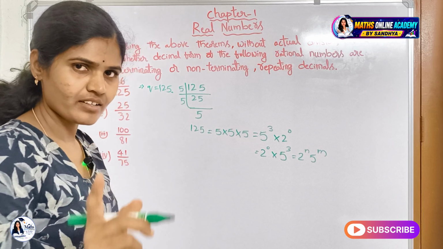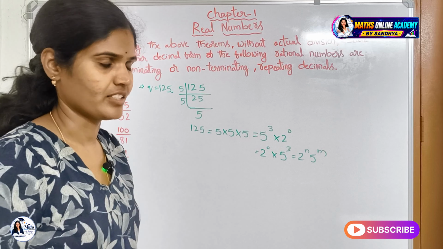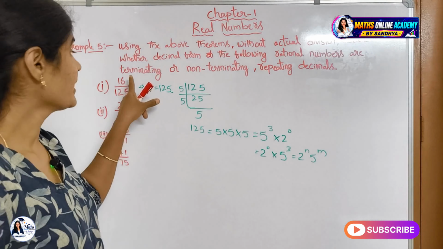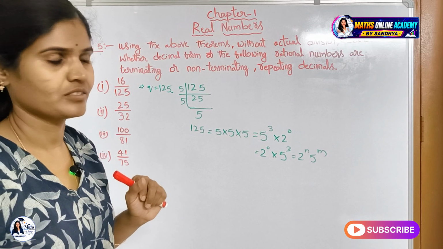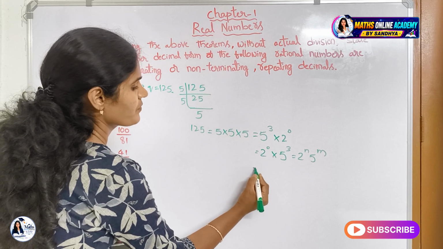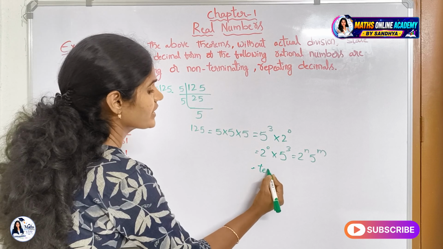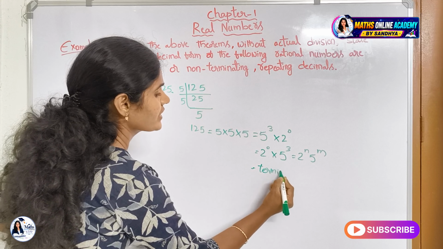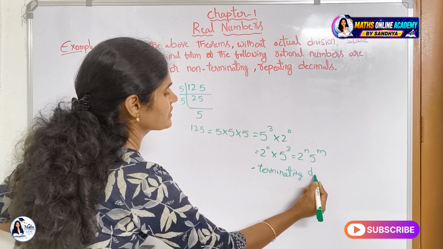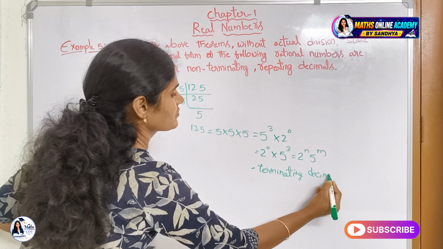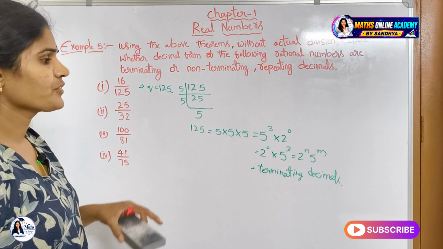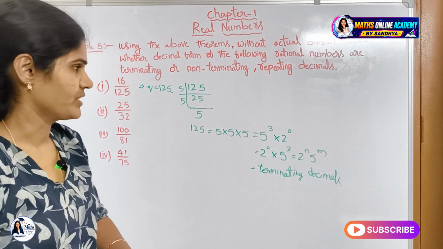Here m and n are non-negative integers. So, this is which form? Terminating decimals. So, 16 by 125 is a terminating decimal.